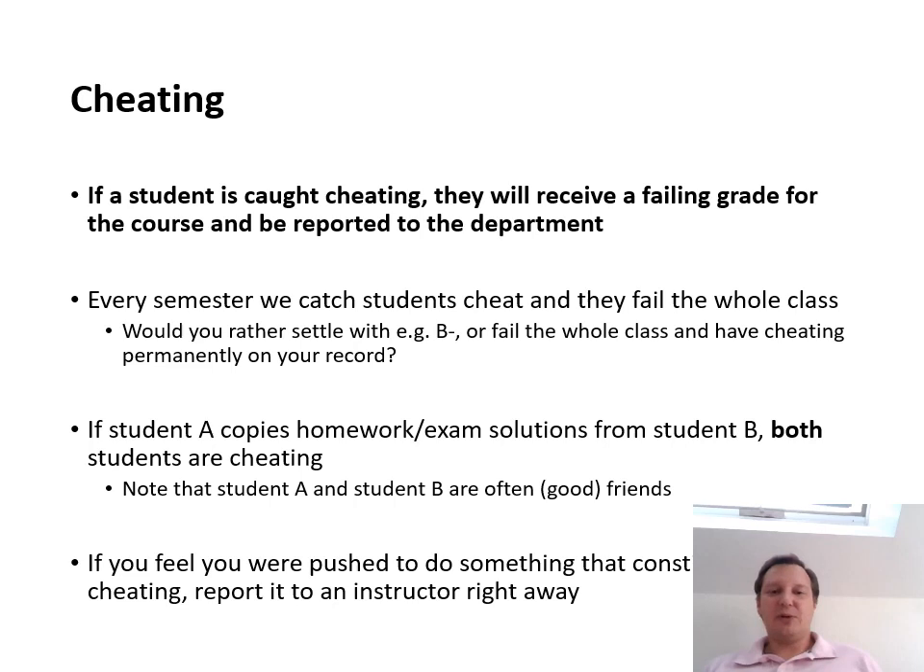So first and foremost, if a student is caught cheating in CS2100 this semester, they will receive a failing grade for the whole course. So you will automatically fail the whole course, and you will also be reported to the department. And this instance of cheating will go on your record with the department. So know that you won't just get 0 points on maybe the quiz that you cheated on. You will automatically fail the whole course.